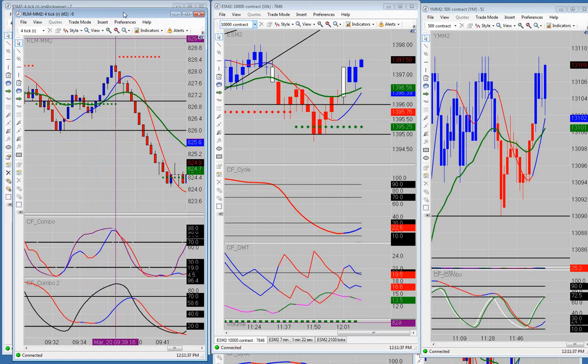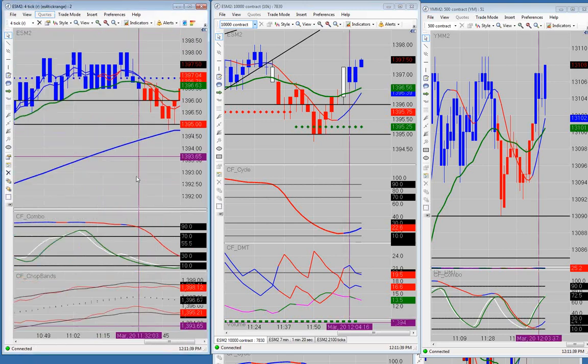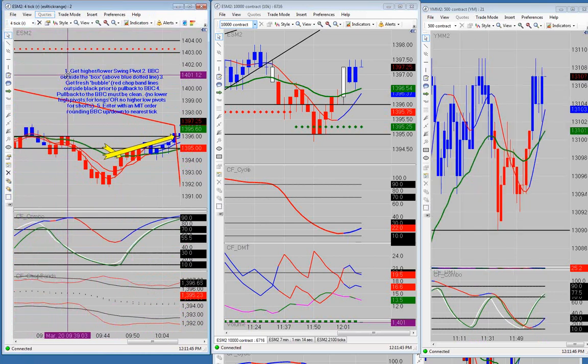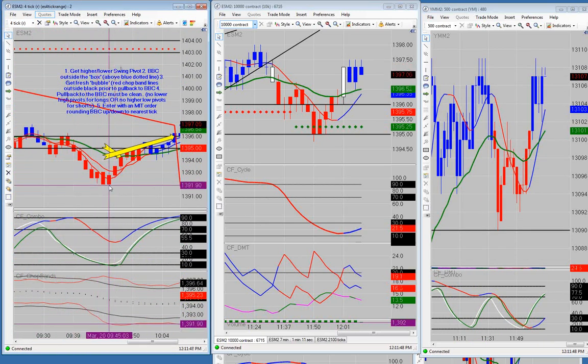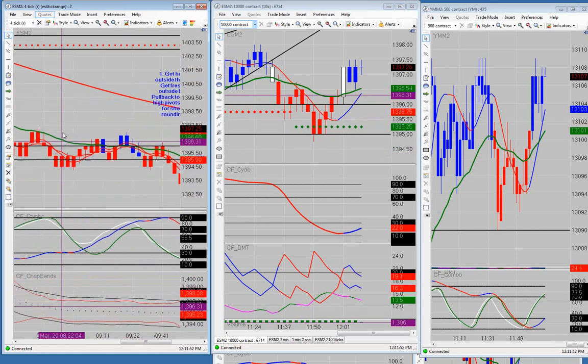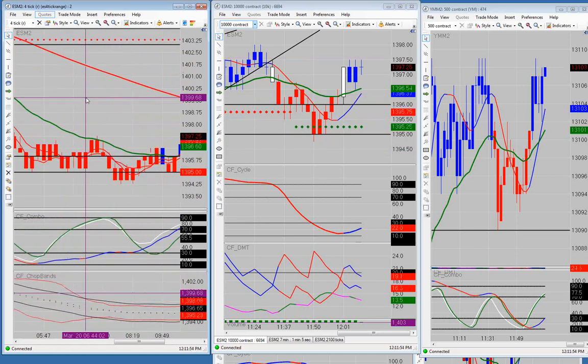Okay, this chart, well, I'm going to slide this over. I'll start with the ES. We only had one trade on the ES this morning. These are the rules for it right here. This is a 4-tick range trade, and these are the rules. First, you get a higher or lower swing pivot, which we got right here. The BBC, which is this green line, needs to be outside of the box. The box is the dotted red line up here.